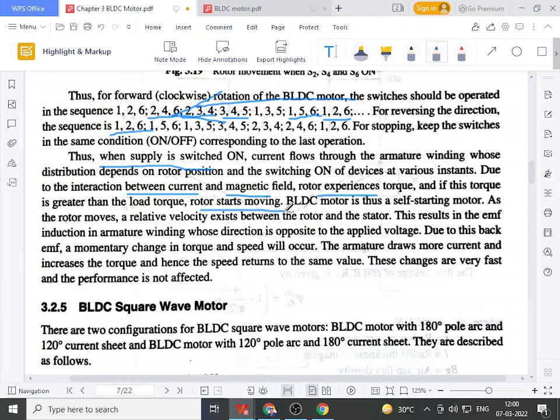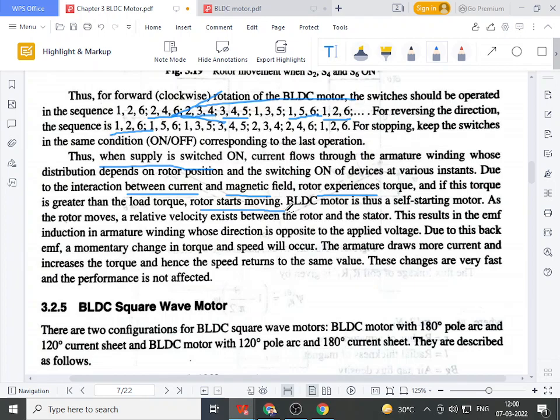So how do we start a synchronous motor? Actually this is out of this BLDC part, but we excite the stator winding, then we drive the rotor with a speed equal to the synchronous speed.